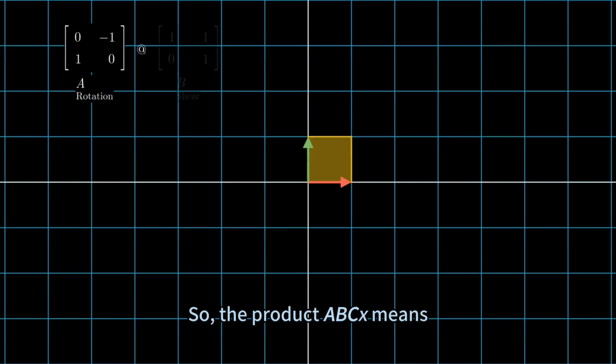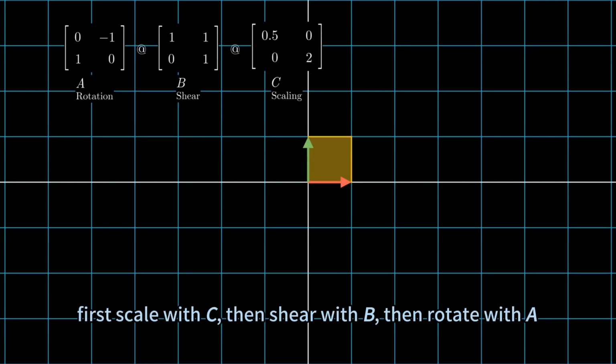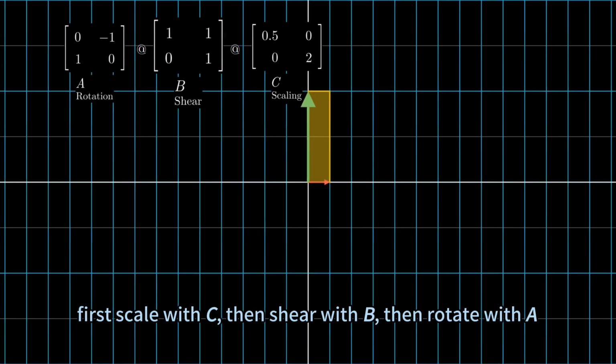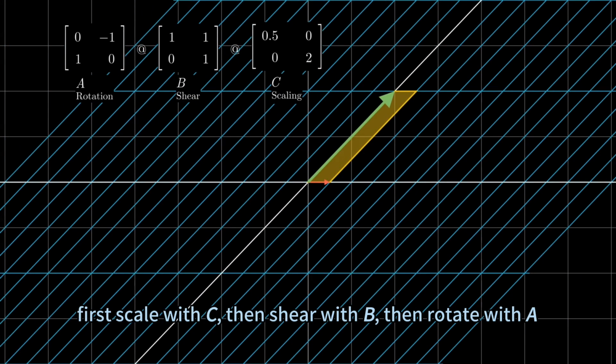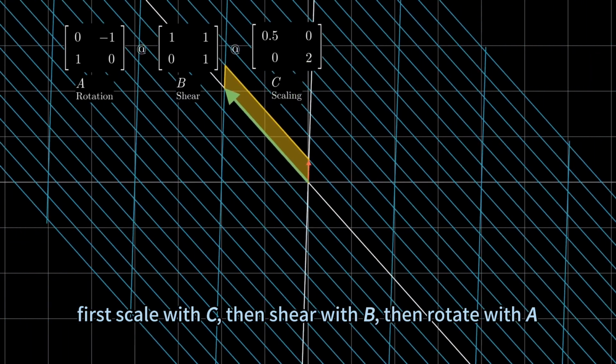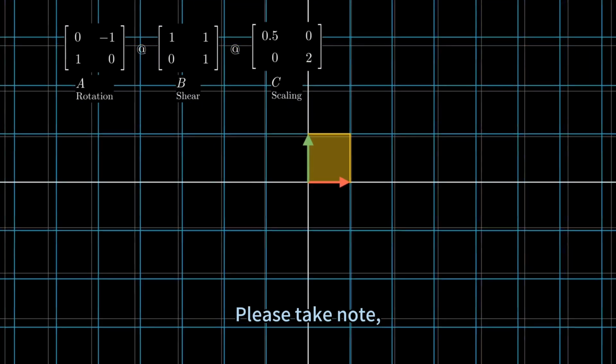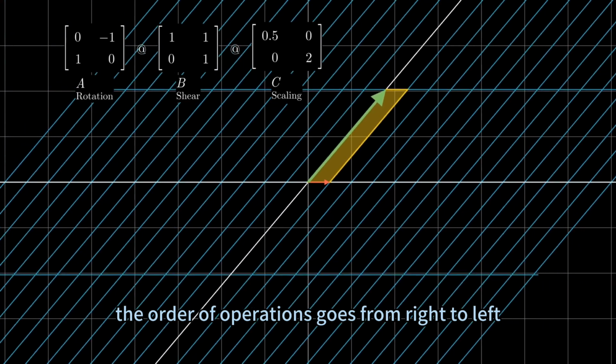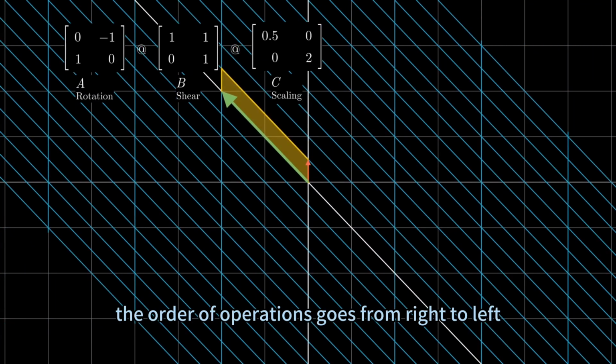So the product A times B times C times the column vector x means first scale the x vector with C, then shear with B, then rotate with A. Please take note, the order of operations goes from right to left.